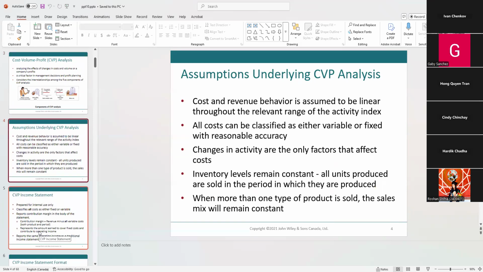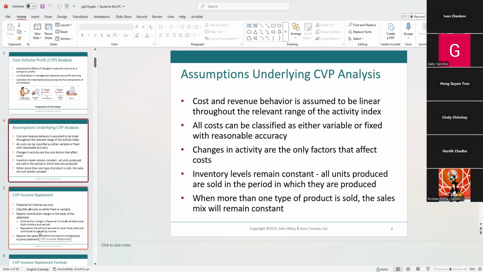Which are the assumptions? We're going to make some assumptions before we start doing all the analysis. The first assumption is that revenue and cost behave the same way. Those will be linear through the relevant range. That means the sales price is going to stay the same, variable cost per unit is going to stay the same, and fixed cost per unit is going to stay the same.